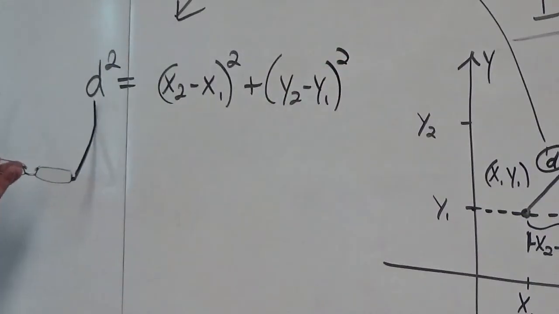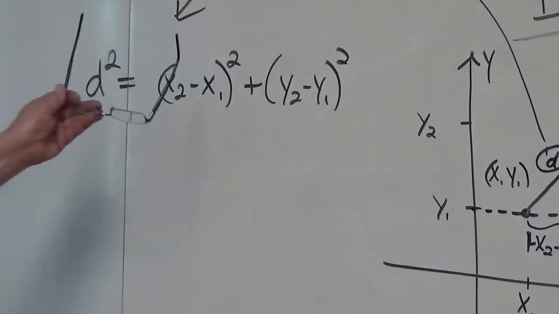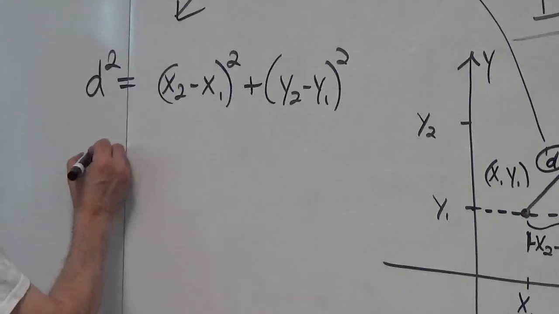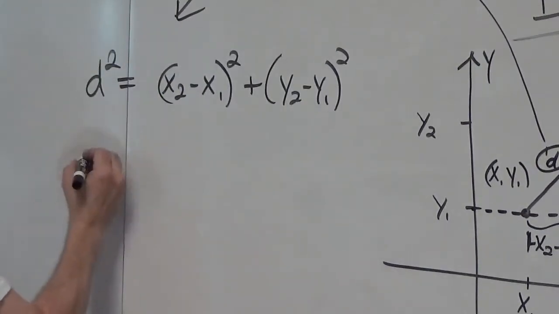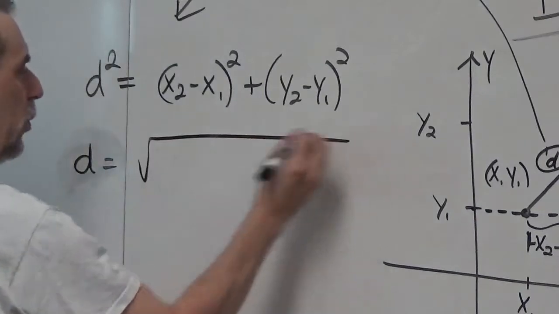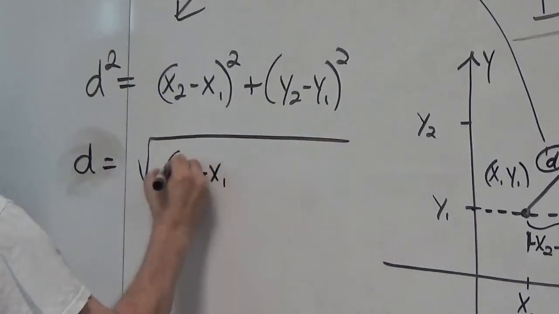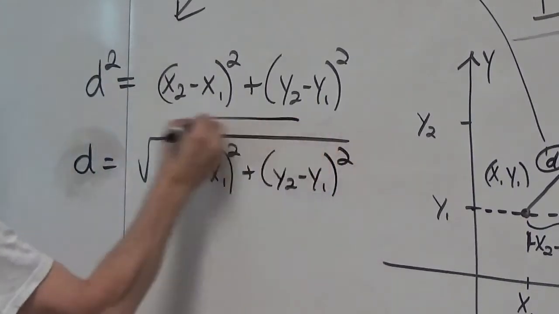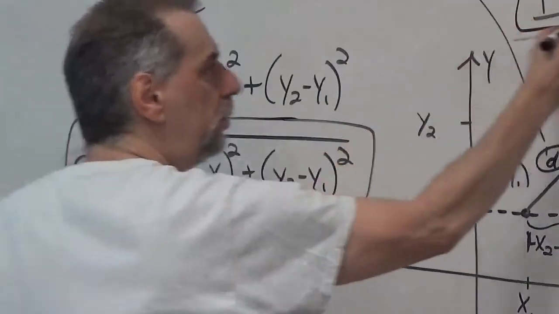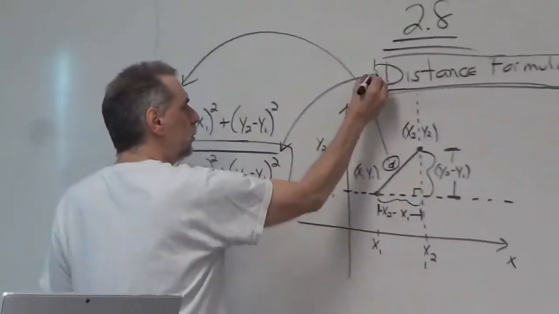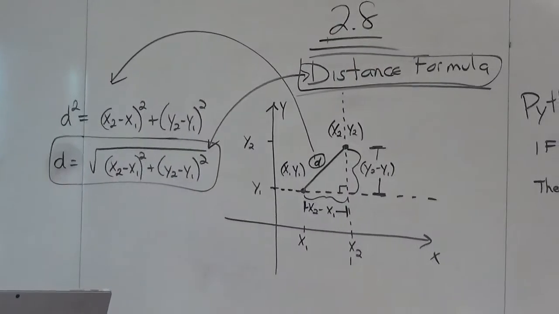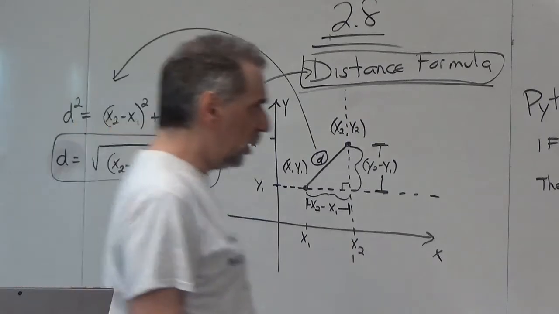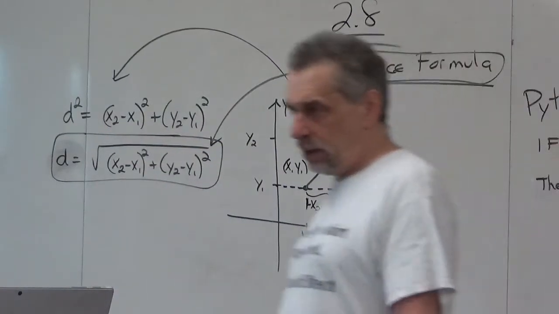Now we're not solving for d squared, we want d, so we're going to take the square root of both sides. And since we're talking about a distance, we're just going to take the positive square root. So d is the positive square root of the sum of the difference in the x's squared and the difference in the y's squared. And that is the distance formula. All right, so again, you don't need to memorize these formulas, you just need to be able to use them when given a situation.